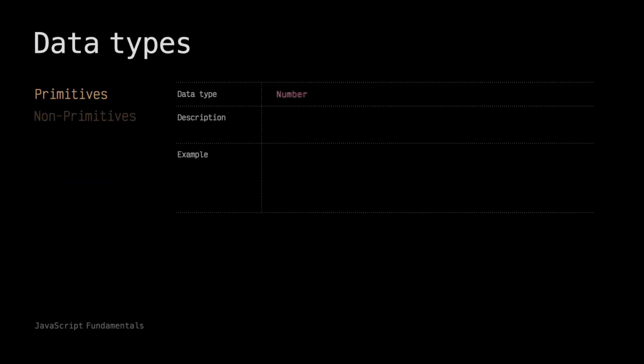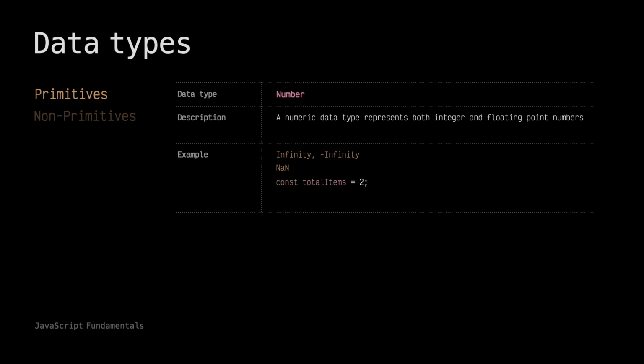Number is a numeric data type that represents integer and floating point numbers. In addition to regular numbers, there are special number values that belong to the number data type, and they are Infinity, negative Infinity, and NaN. Infinity represents the mathematical infinity. NaN is a special value representing "not a number". It is usually used to indicate an error condition from the result of an invalid number.